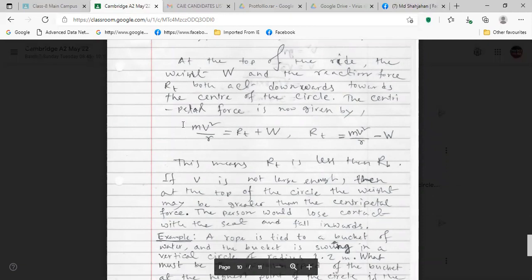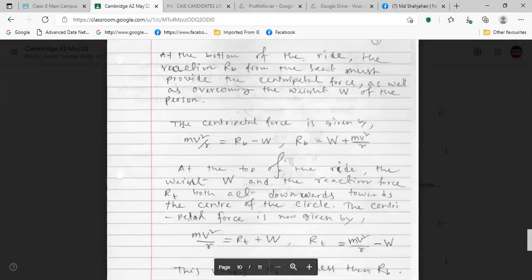So it depends on v, how much the v is. If your v is not large enough, then the person will fall inwards, down. Okay, is it clear?